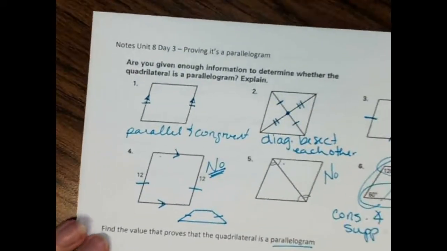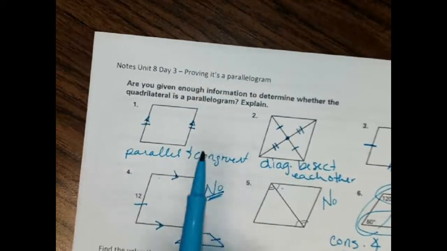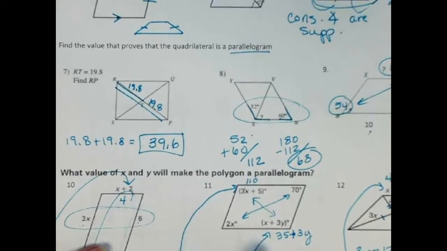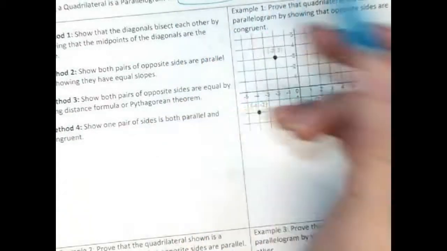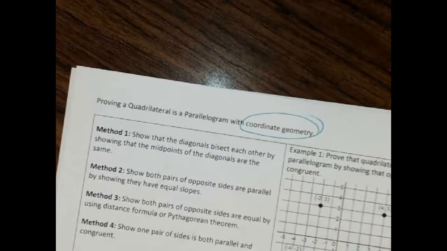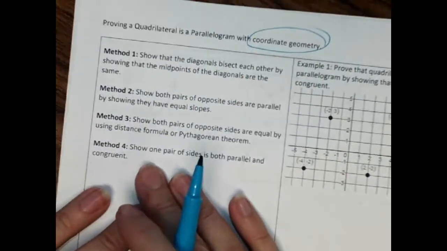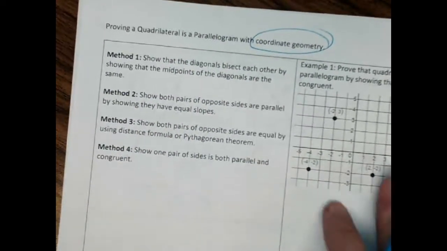Okay, this is Unit 8, Day 3, and this is going to be Part 2 of our notes. We already finished the front of our notes, and now we're going to work on the back of our notes. This is called coordinate geometry, because we're going to look at actual coordinate planes where I've already plotted the points for us. And there are basically 4 methods here that we can use with a coordinate plane.